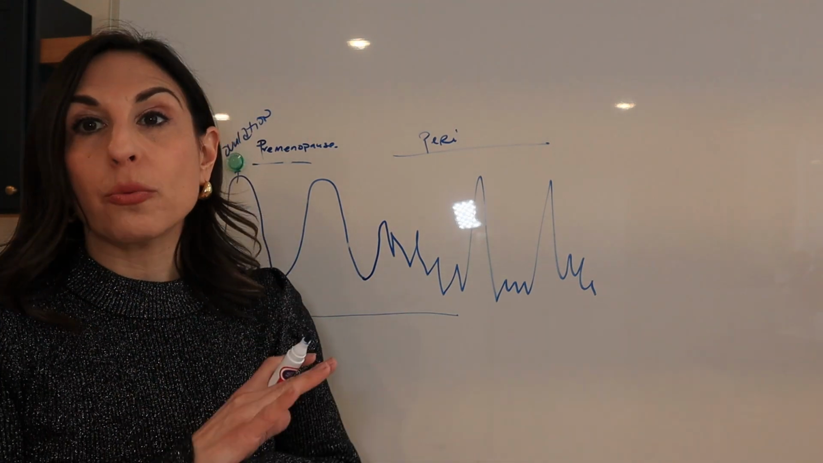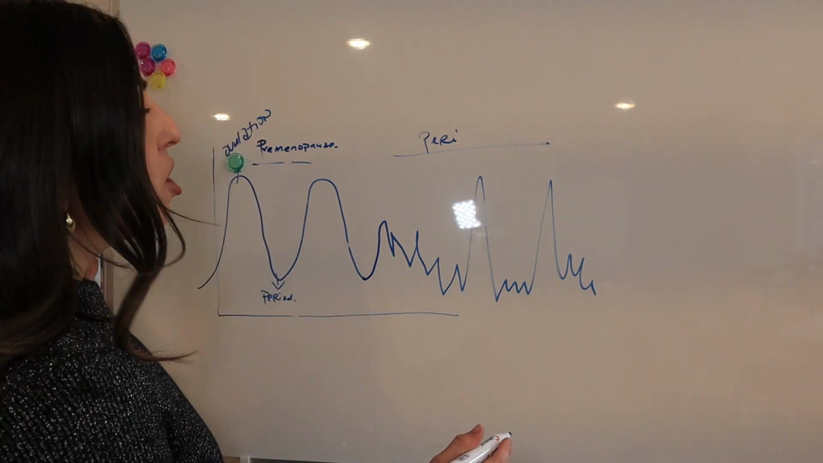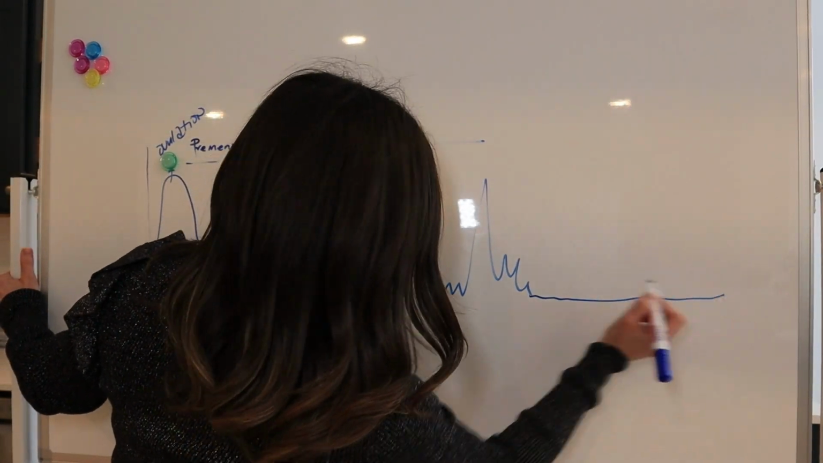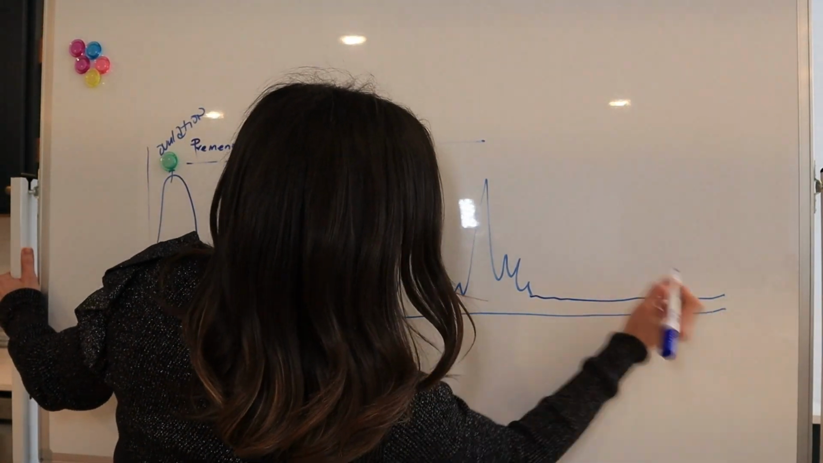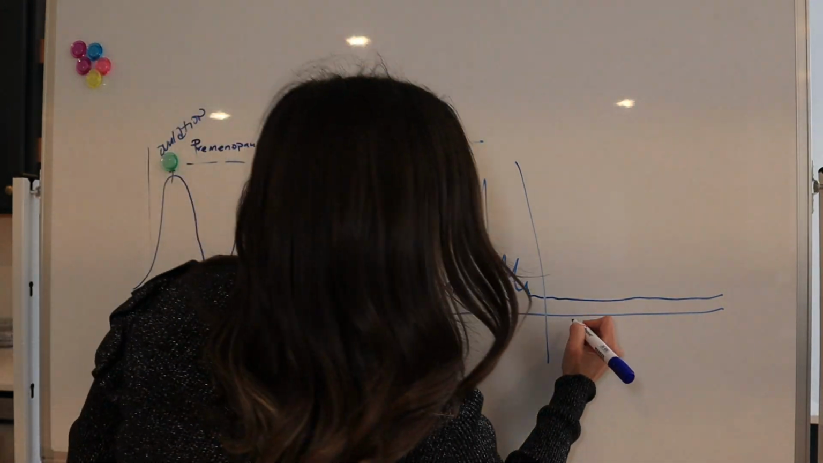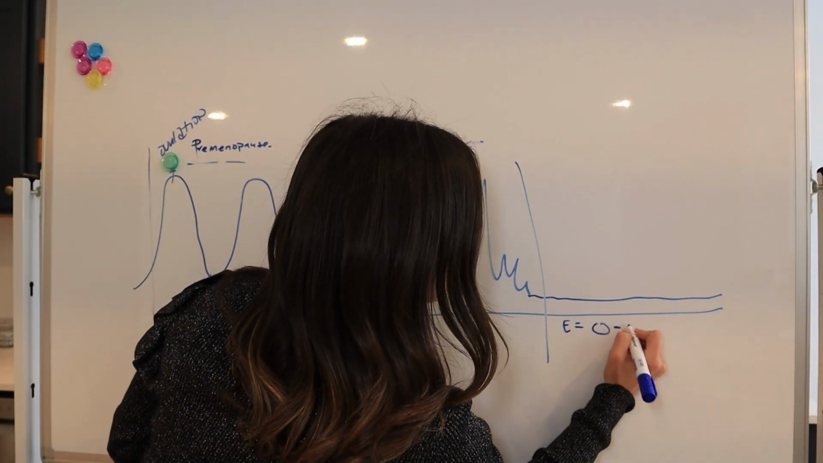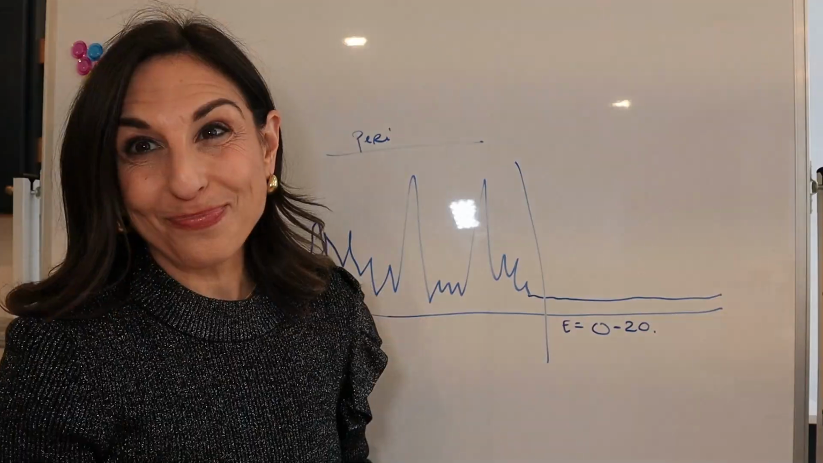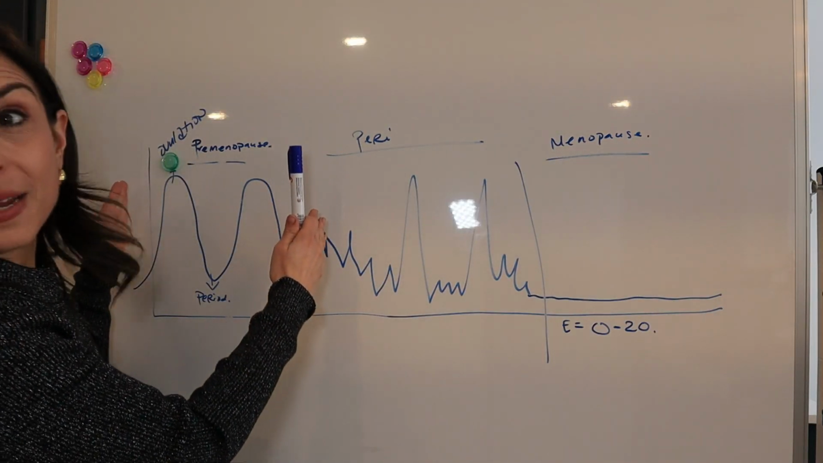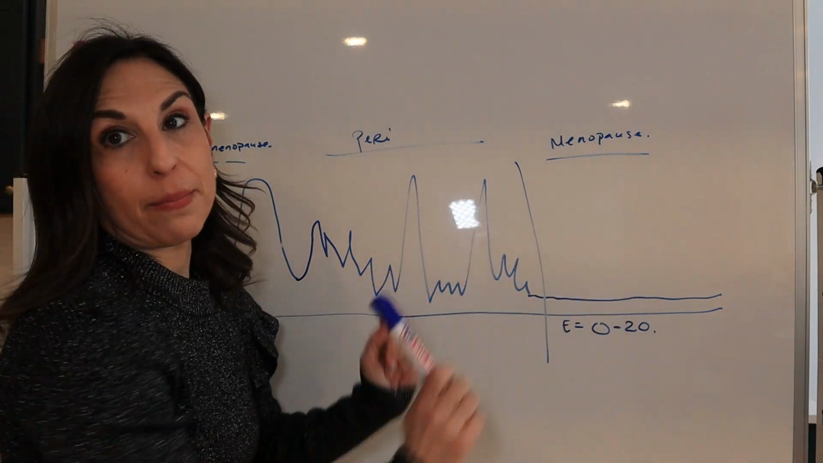Now, menopause is when we really don't make any estrogen anymore. So really what happens at this point is that the estrogen just kind of peters off. And estrogen levels post-menopausally for women not on hormone therapy are usually between 0 and 20. Let's call this menopause. All right, so you've got premenopause, perimenopause, and menopause.